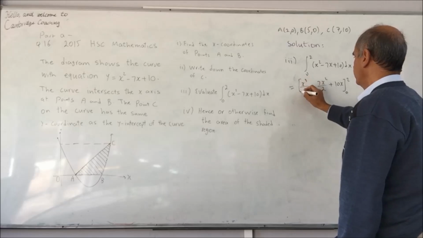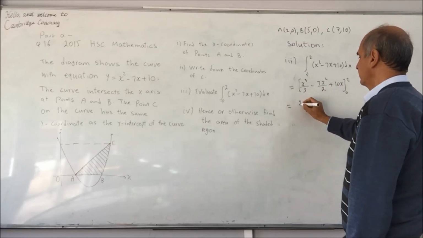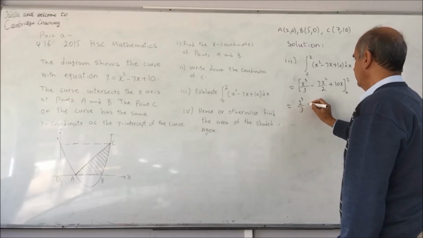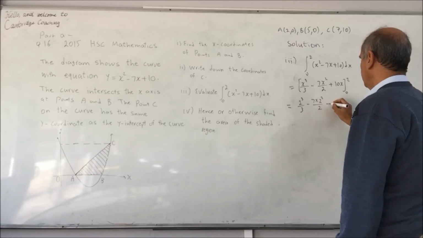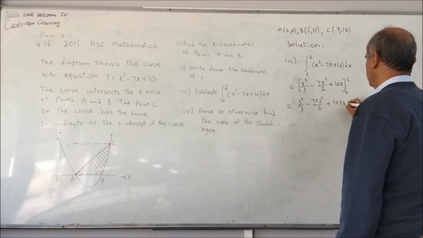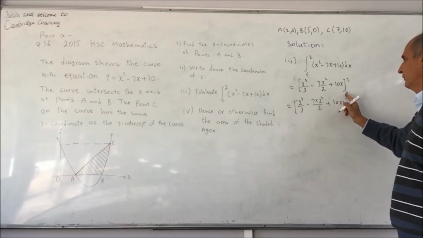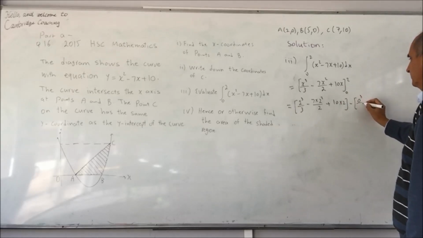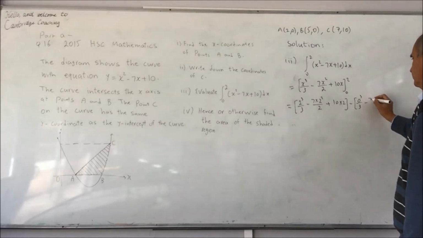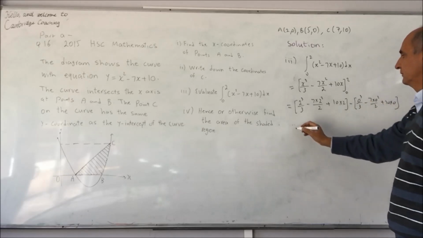My limits are 0 to 2. I substitute 2 first. For x, I get 2 cubed on 3 minus 7 times 2 squared on 2 plus 10 times 2. Then I substitute 0 for x, which basically makes the whole thing 0, because 0 cubed over 3 minus 7 times 0 squared on 2 plus 10 times 0. So all of these are going to be 0.